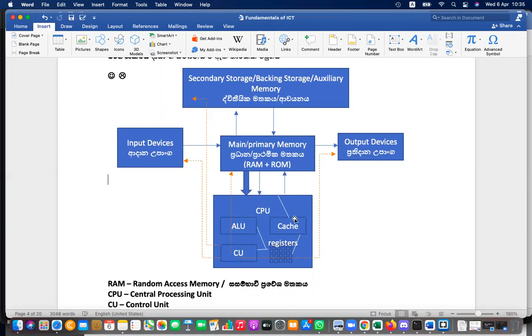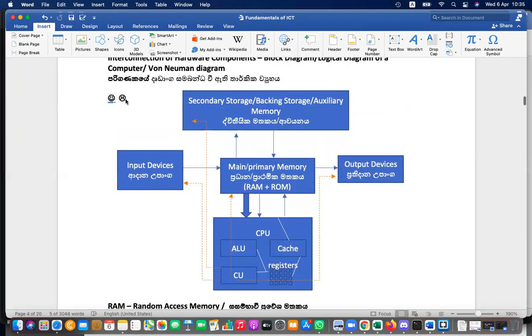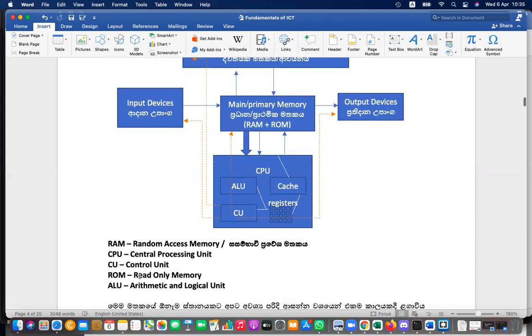Similar to that, the control unit will signal what to do. It will advise, but not do the operation. The ALU will do the calculations and arithmetic processing. This is actually logical, right? But there are calculations also. It is done inside the processor, the ALU. Cache memory is the temporary storage, the memory inside the CPU. Inside the CPU we also need a kind of memory, that is cache memory.